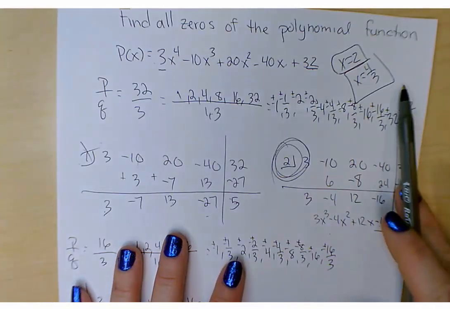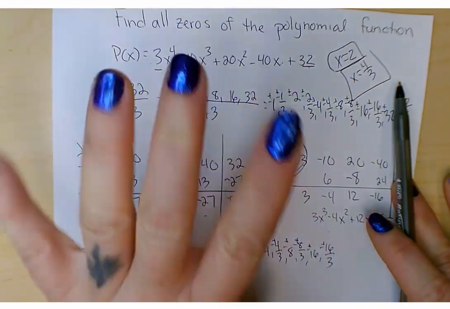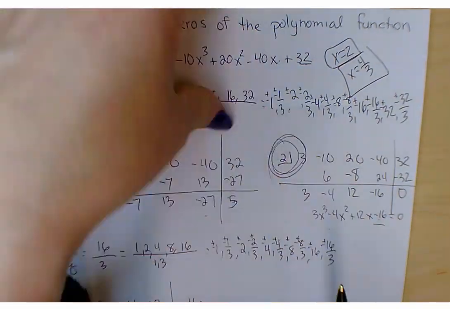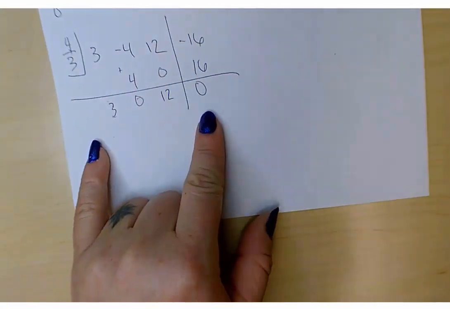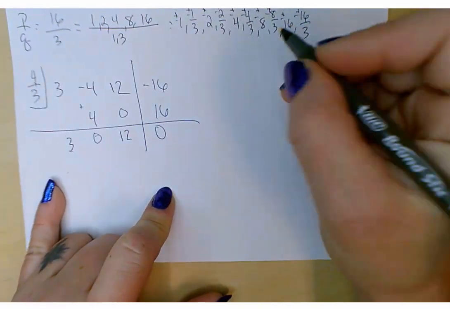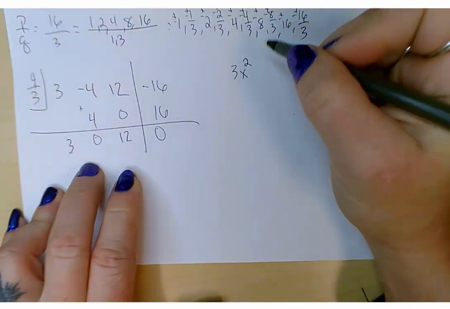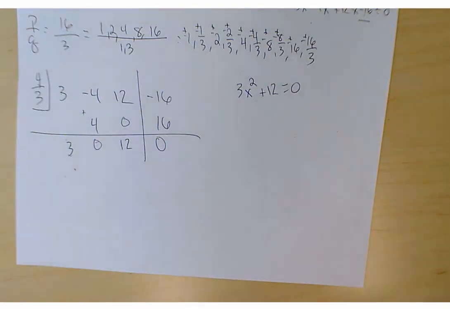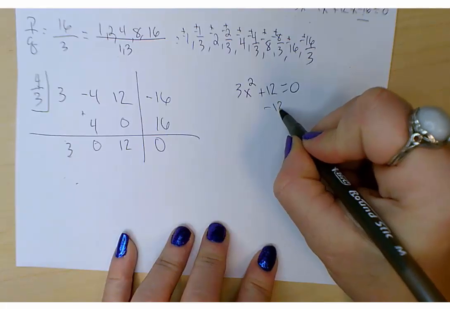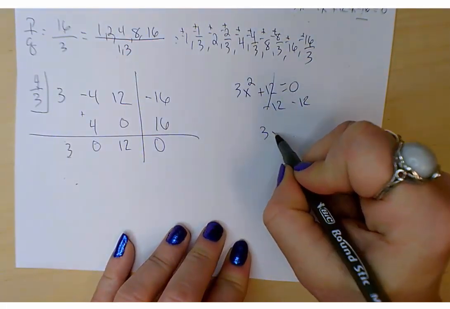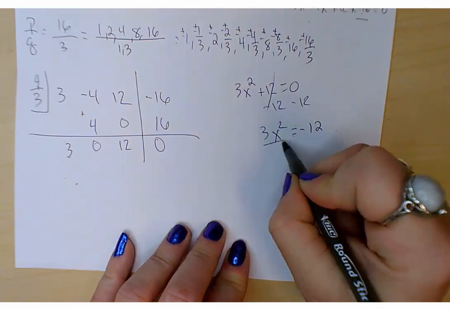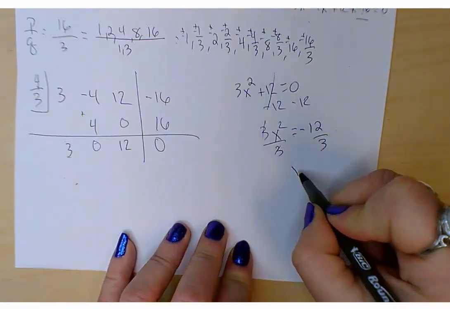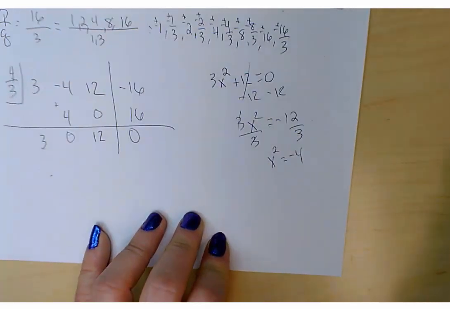So those are our first two solutions here. But again, this is a 4th degree function. We should have 4 solutions for this problem. So let's take a look at the remaining quadratic equation that we have here. This would be 3x squared plus 0x plus 12 is equal to 0. Let's solve this. I'm going to solve this by using the square root property. I am going to subtract 12 on each side, giving us 3x squared is equal to -12. Divide each side by 3, and x squared is equal to -4.